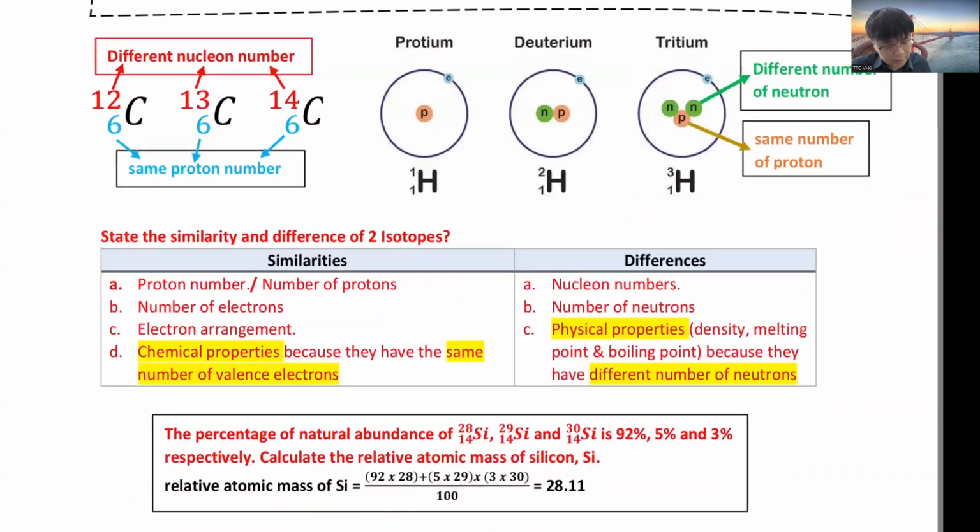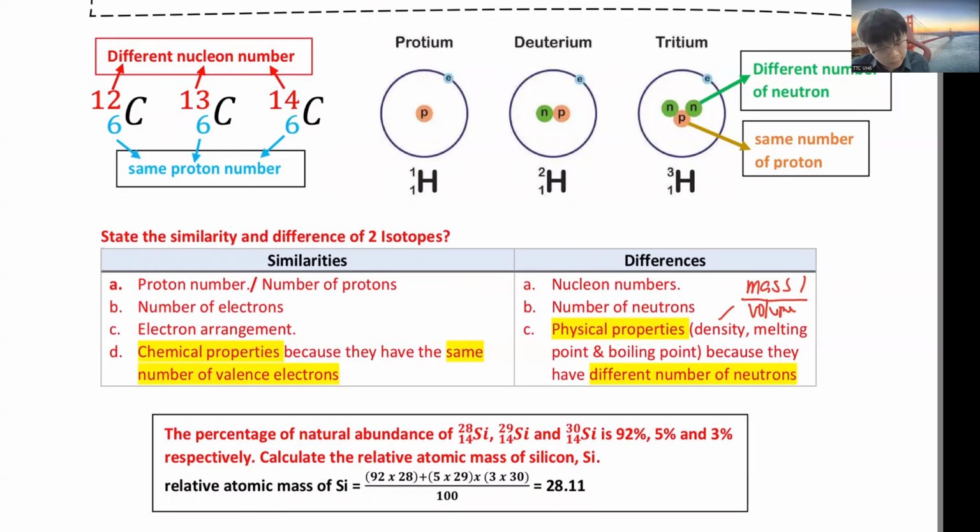So these are the similarities and differences. The proton number is the same, the number of protons is the same. Electrons will be the same because protons and electrons are the same number. Electron arrangement is also the same. The difference is the neutron number. The more neutrons you have, the heavier you are. When heavier, density will increase because density is mass over volume, so when your mass increases, your density increases. Then your melting point and boiling point also increase because you are heavier, and heavier means it is very hard to boil, very hard to fly to the sky to become gas.